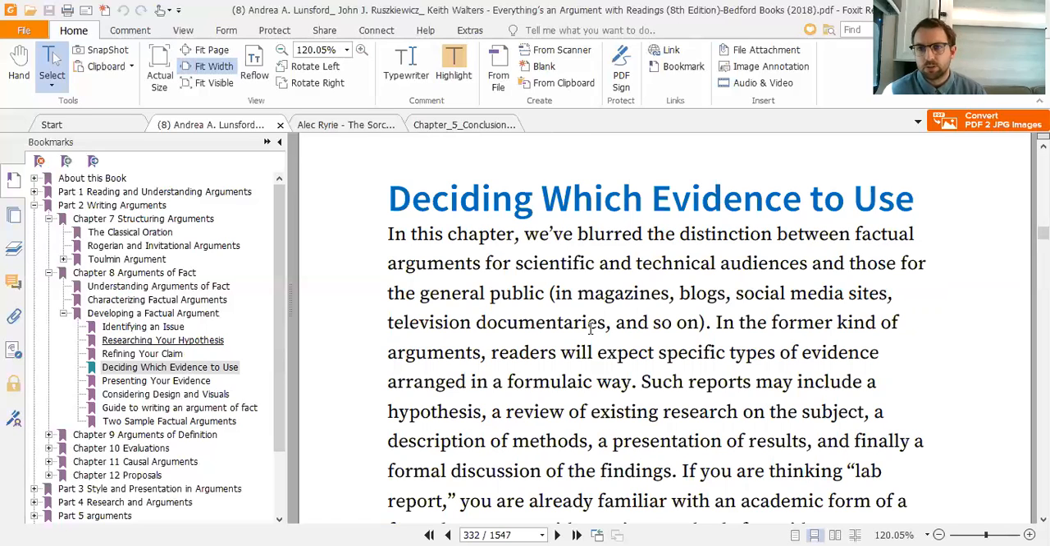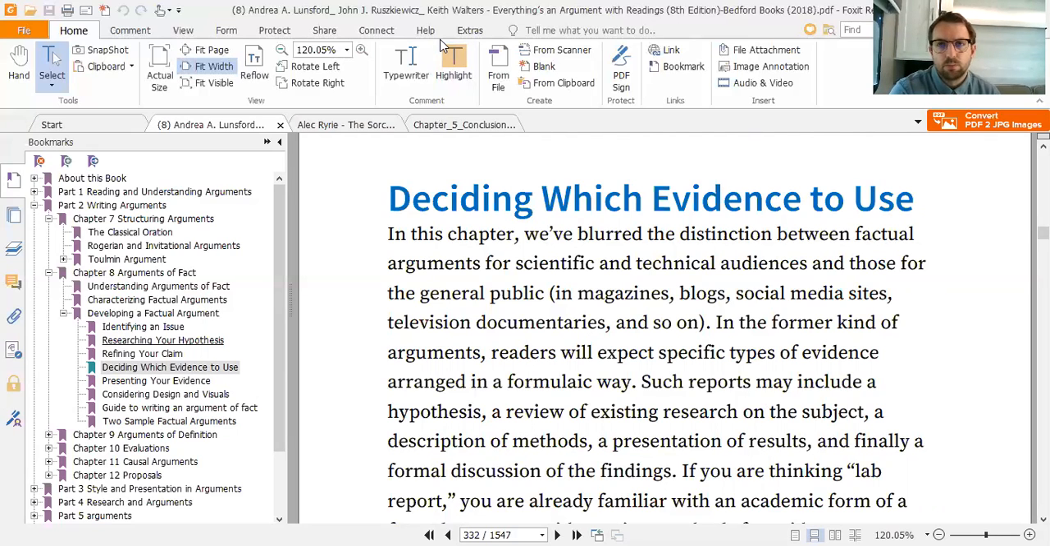So please pay attention to how this chapter makes those distinctions in the first three sections, and then how that plays into the following three sections of deciding what evidence, presenting your evidence, and then considering design. So really pay close attention to that.